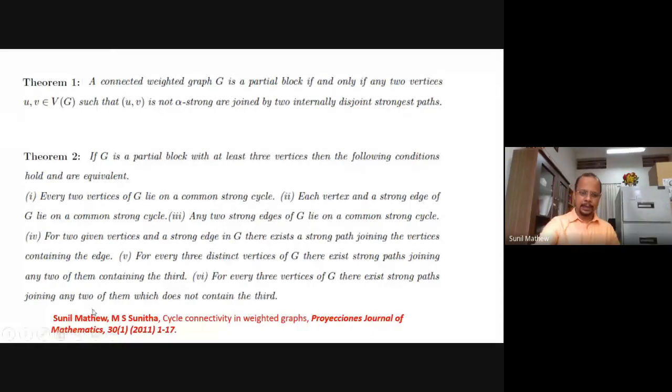And later, in this paper, in 2011, we obtained other results like this. If this is a partial block, then these conditions are equivalent. There were 7 conditions, but these conditions were equivalent, but none of them were equivalent to the condition that this is a partial block. So these were only necessary conditions. Again, we tried.